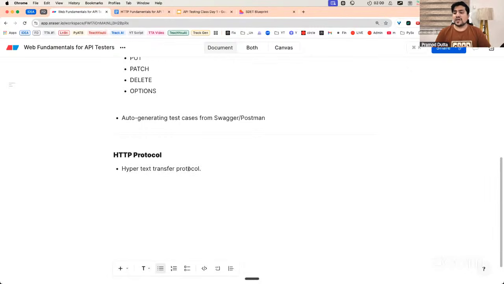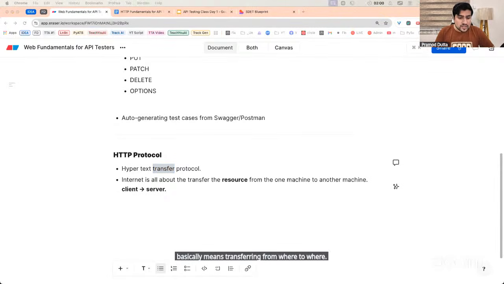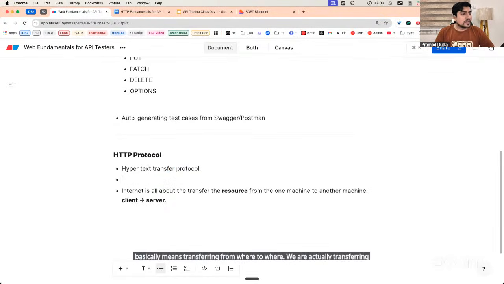What exactly are we transferring in this case? Definitely there is something we are transferring from one point to another, right? To understand HTTP, everyone, the interesting thing is hypertext basically means it's a special type of text that we are using. Transfer basically means transferring from where to where. We are actually transferring from the client to the server.